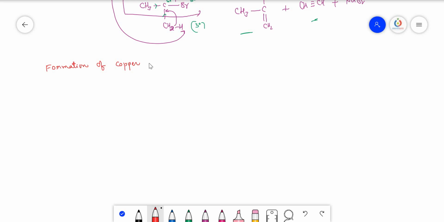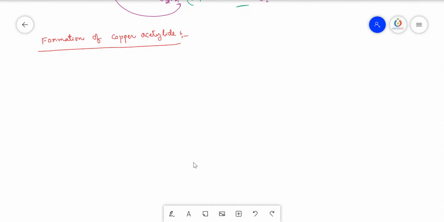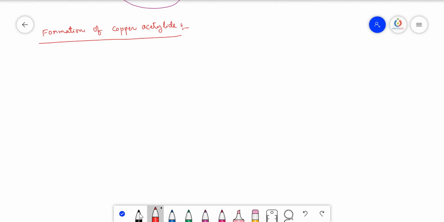Formation of copper acetylide. So how will these molecules be prepared? Simply, when you take any terminal alkyne, I will take only a general example directly. You just take a terminal alkyne that is having the triple bond CH.